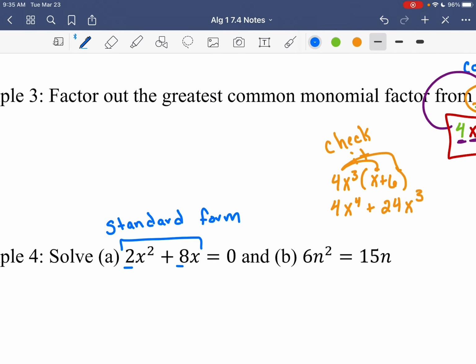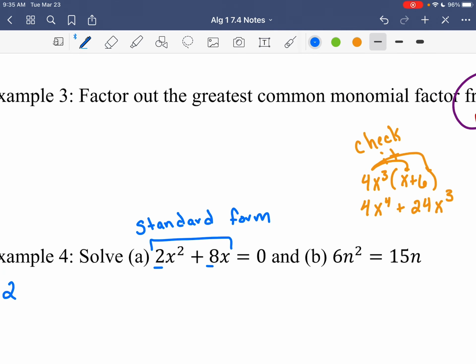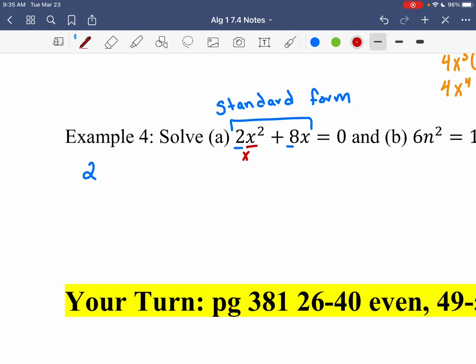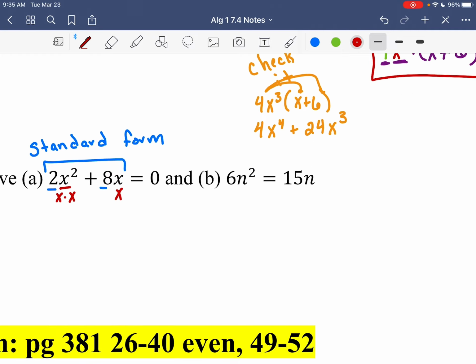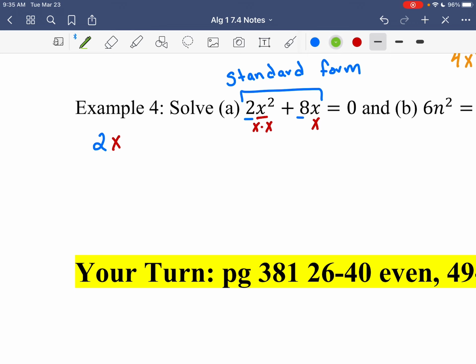Okay. Now we look at our variable parts, the x's. So this one has x squared. This is 2 x's, x times x. This is only 1. What's the biggest x's they have in common? Just the 1x. And now we need to come up with what it's multiplied by. So I need to ask myself, 2x times what gets me that first term, that 2x squared? Well, I'm missing 1x, so there's going to be an x. Because 2x times x, if I distribute this in, is 2x squared.